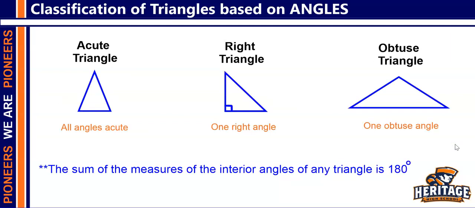When we start incorporating triangles, these are the three different classifications. You can have an acute triangle, which is where all the angles are acute or less than 90 degrees. If you have one right angle or 90 degrees, that is called the right triangle, and this is where a majority of the trig functions and topics will cover. The last type of triangle is the obtuse triangle, where you have one angle that is between 90 and 180. And don't forget that the sum of measures of the interior angles of any triangle is 180 degrees.